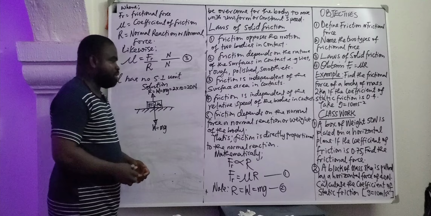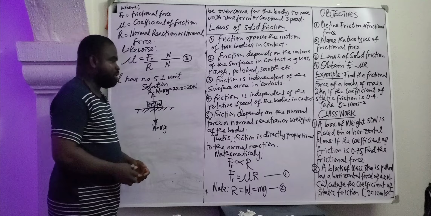Number 3, we say that friction is independent of the surface area in contact. What does that mean? Now, why does friction depend on the nature of the surface? Is the surface wet? Is it smooth? Is it dry? It does not depend on the area.